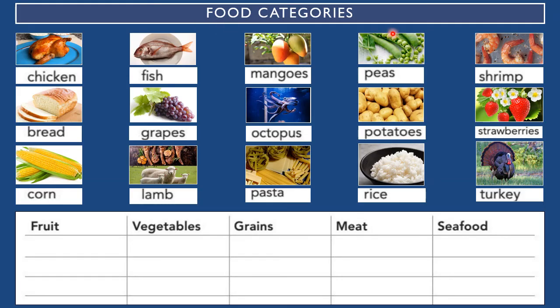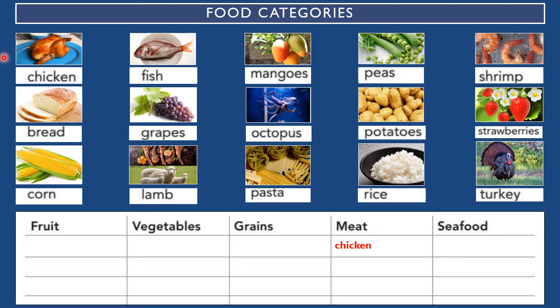Food categories. We have different food categories here that we are going to organize. We have fruit, vegetables, grains, meat, and seafood. Let's begin. The first one is chicken. Chicken is meat. Very good.